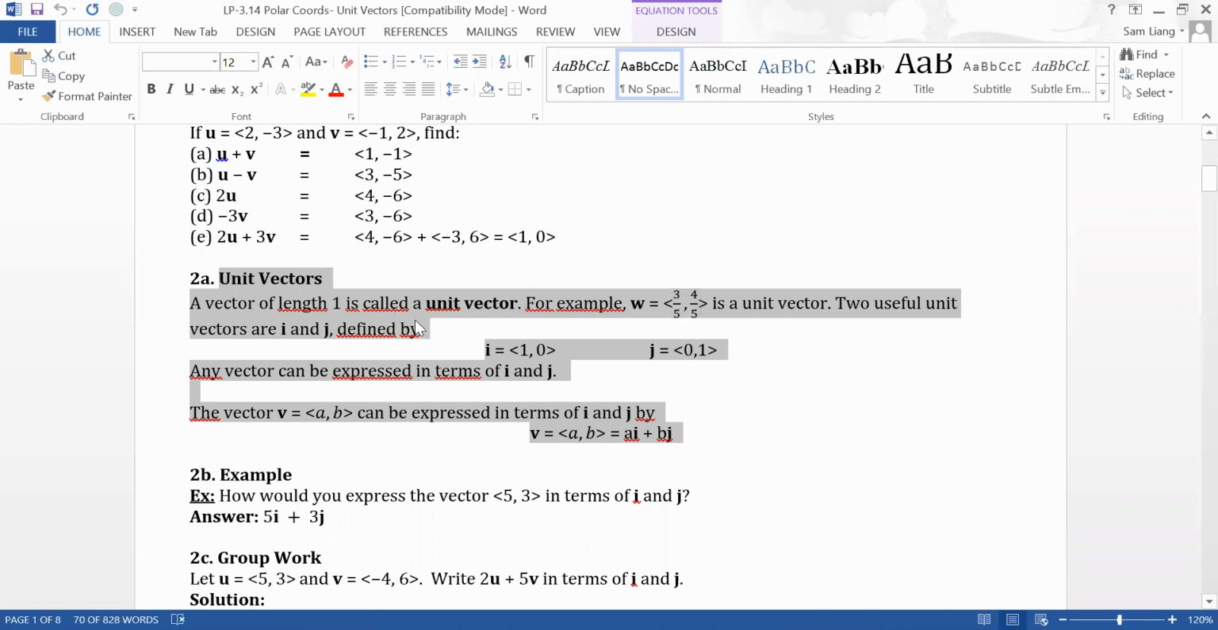Anyone still copying this definition? Please speak up or type in the chat.